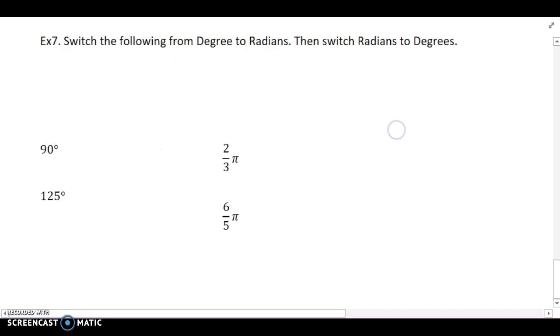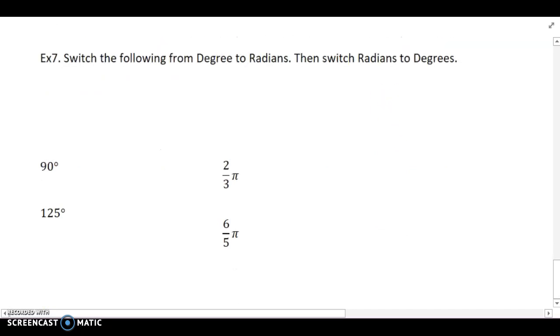So finally, we're going to talk about degrees and radians. This is a topic that most students either pick up in like 30 seconds or some will struggle with it for a while. It just kind of depends on your math background. But let's just talk about this.